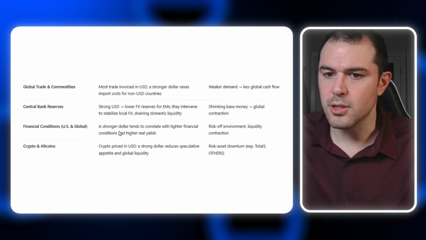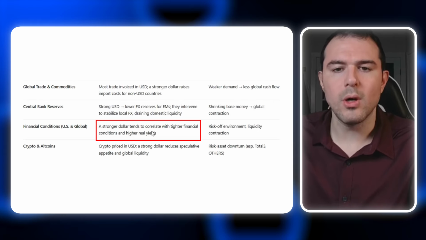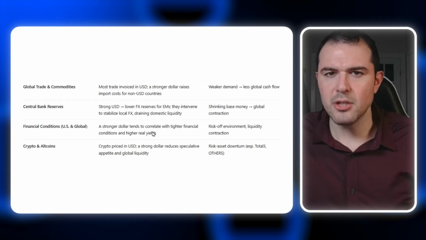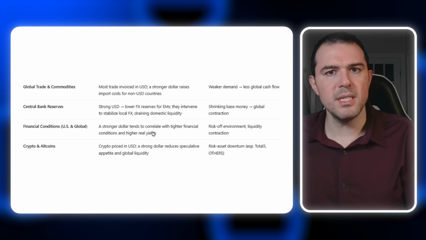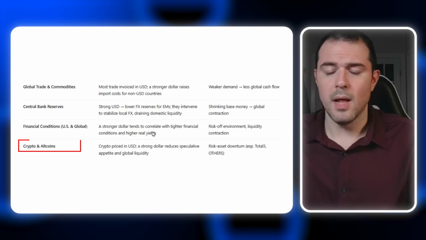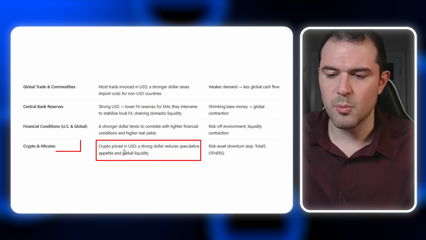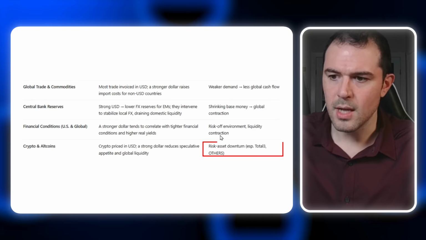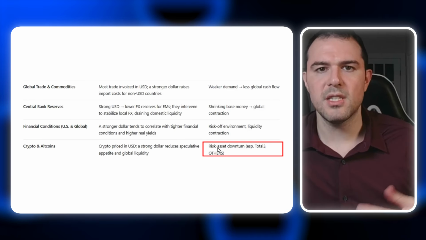We've got financial conditions. And so a stronger dollar correlates with tighter financial conditions. And on this channel, we've talked about the connection between financial conditions and the business cycle, something that's very important if we want to see an alt season. And then crypto and altcoins: crypto is priced in USD. A stronger dollar reduces speculative appetite and global liquidity for the reasons we mentioned. It's a risk asset downturn. And so essentially what we're getting at here is that the dollar, through a number of mechanisms, draws down global liquidity.